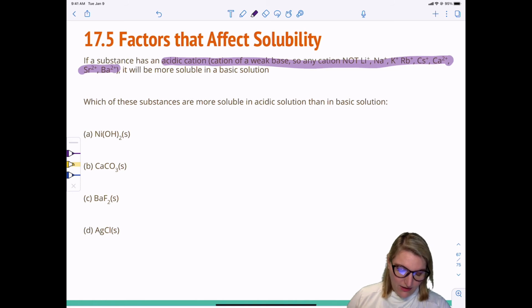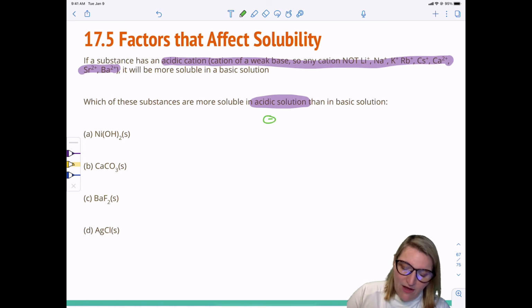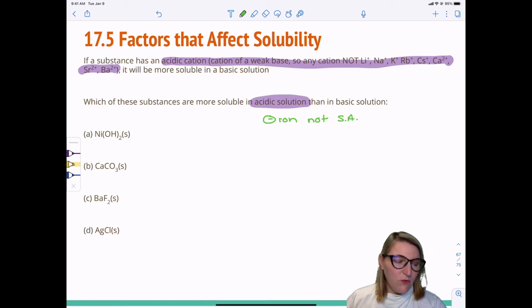So here's a list of these 4. It says, which of these substances is more soluble in an acidic solution than in a basic solution? So what does that mean if we're talking about in an acidic solution? That was like that first example that we saw. So we want to be looking for the negative ion, and it's not associated with a strong acid. That's what we're looking for.